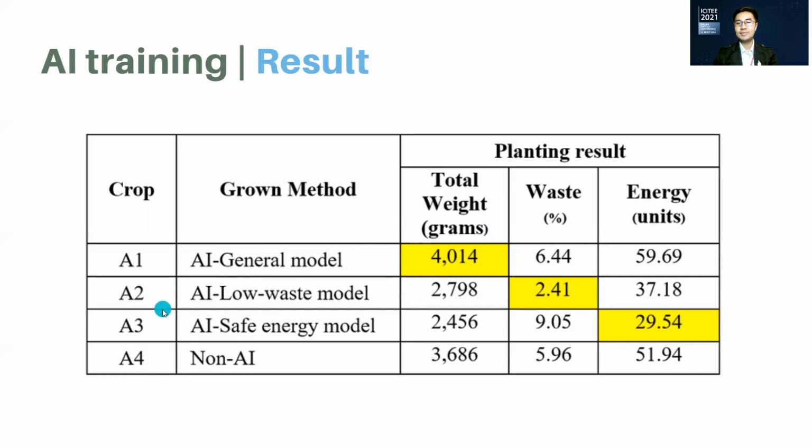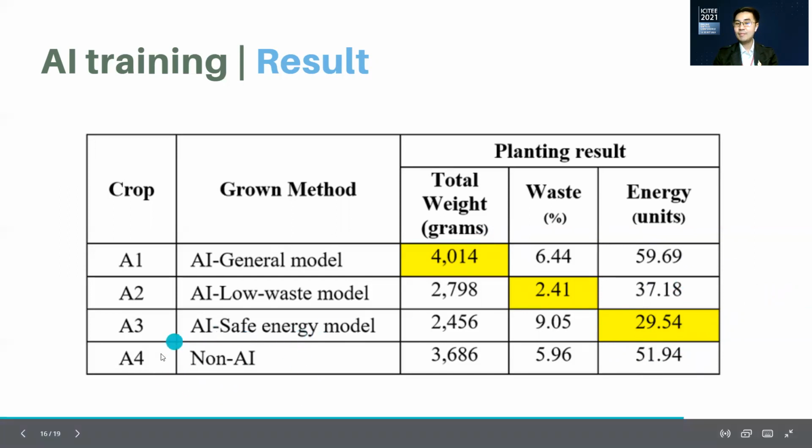Another model is the AI low waste model. You can see in the result that the AI low waste model reaches the minimum waste used in the planting. The third one is the AI save energy model. You can see that the energy, or electricity, used is the minimum when compared with the other plantings. And the last one is the non-AI model. The result is shown here.